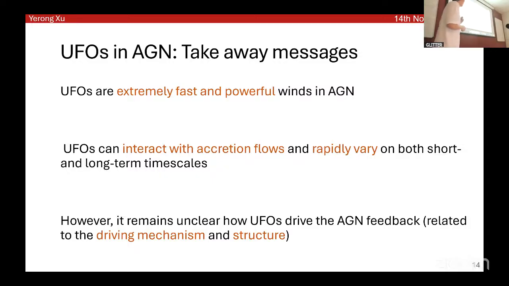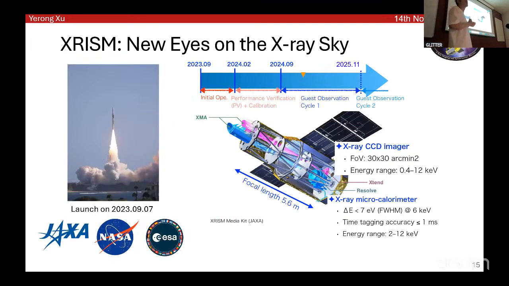Let me introduce XRISM first. XRISM is an X-ray mission led by Japan and the United States, in collaboration with Europe. It was launched on September 7th, 2023, and there are two instruments on board XRISM. One is an X-ray CCD imager called Xtend, and the other is the key instrument on this mission, called Resolve, which is an X-ray microcalorimeter.